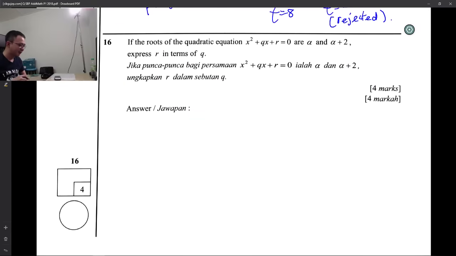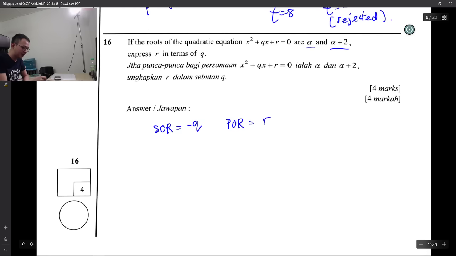Okay, number 16. If the roots of the quadratic equation are alpha and alpha plus 2, express r in terms of q. So yeah, we need to do sum of roots and product of roots. Sum of roots tells me it is negative q, right? Product of roots tells you it is r. Yeah, you should know about this, right? Just in case some students are totally lost over here, this is the general quadratic equation. Sum of roots always means negative b over a. Product of roots always means c over a. This is the formula.